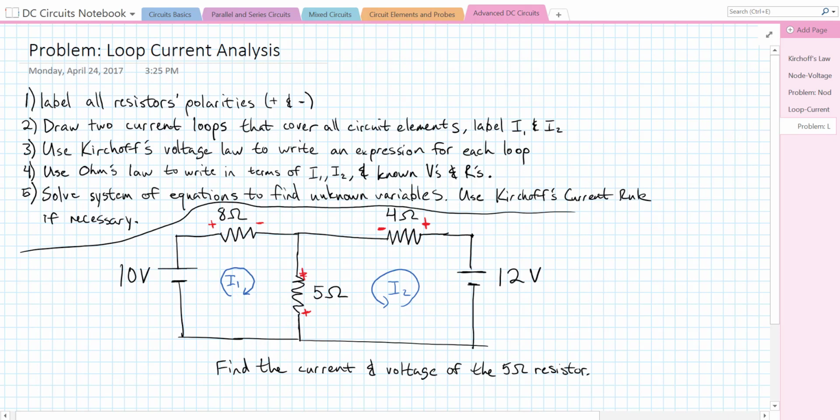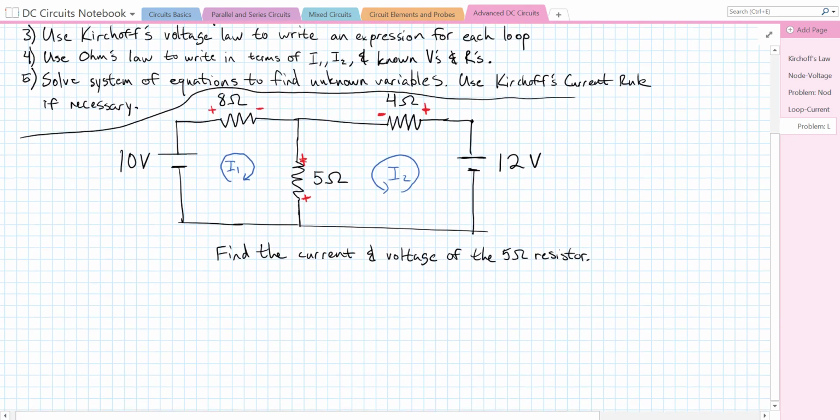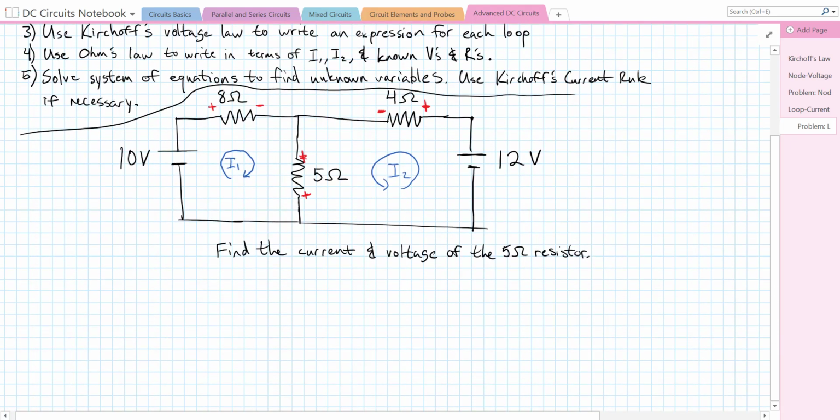Next up, we have to use Kirchhoff's voltage law to write an expression for each current loop. Kirchhoff's voltage law, as you probably remember, says the sum of the voltages around any closed loop is 0. So let's write our expression for loop 1. If I start down here, we have sum of the voltages is equal to 0.